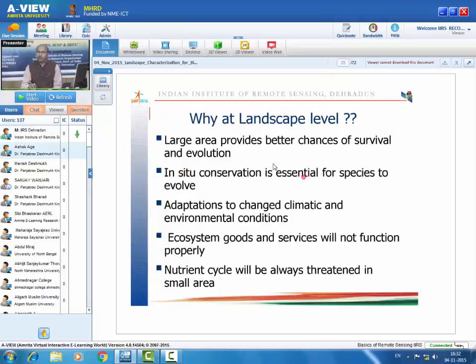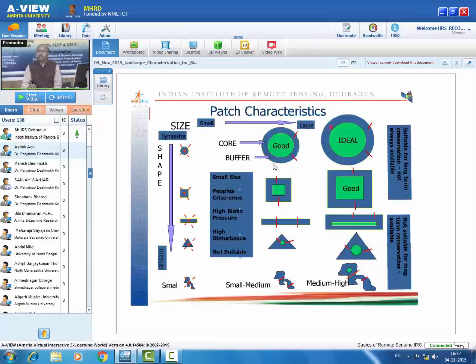In situ conservation is essential for a particular species to evolve. If you do cryopreservation, then the species cannot evolve because you have put it in liquid nitrogen. That's not a good way. And adaptation is possible only in the natural climatic conditions. And then of course all the goods and services which are required for human society or for any species for that matter should function properly. Otherwise, if you don't protect it, there will be a problem. Nutrient cycling is also a very important aspect of it.